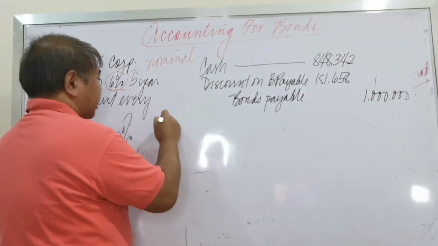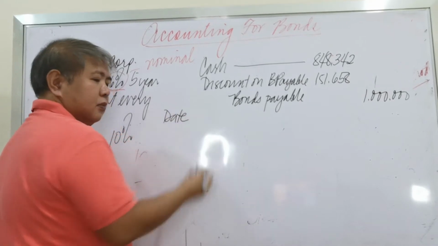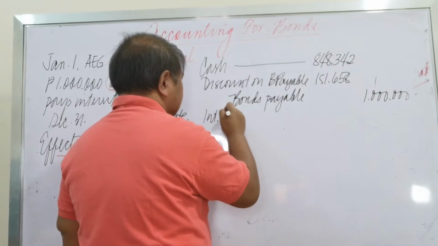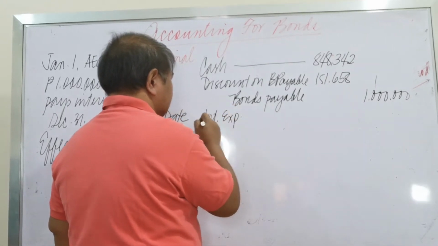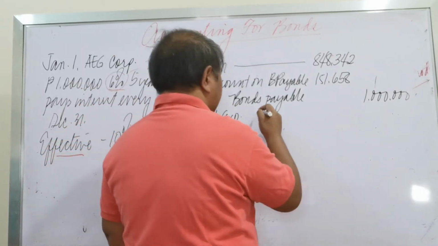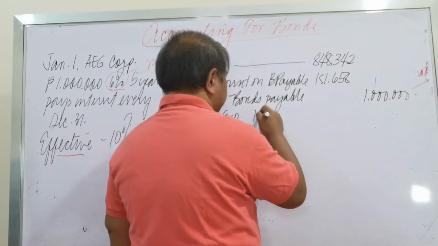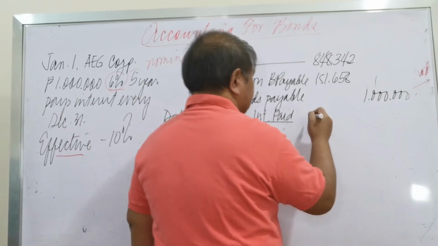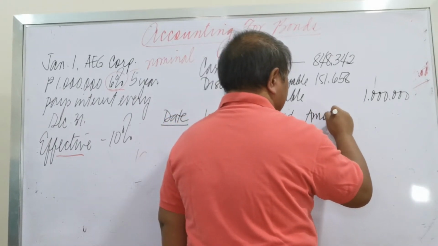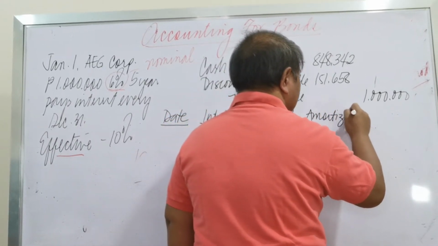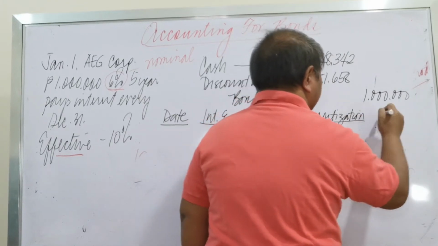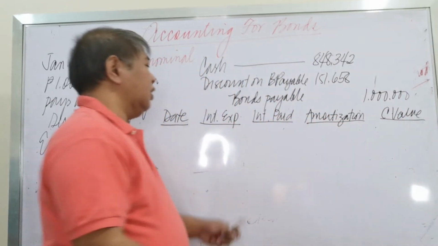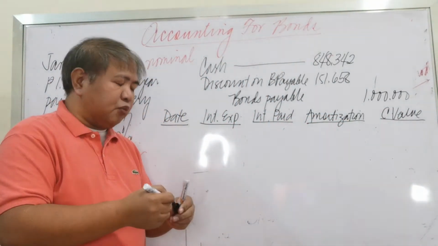Okay, so again we have the date, and then we have the interest expense, and then we have the interest paid, and then the difference between the two is your amortization, and then we have the carrying value of the bonds. So this is how our amortization will look like.